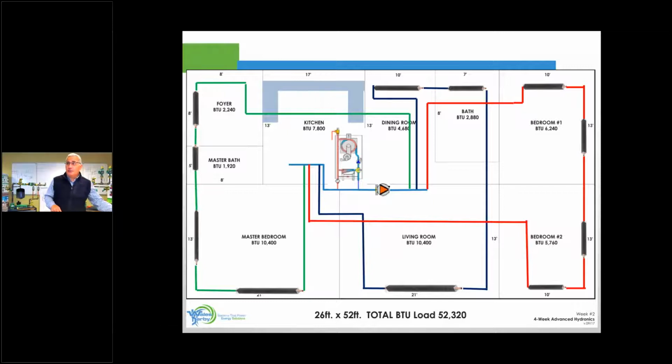So if I was looking at the red zone, the red zone BTUs, if I add the 6240 and the 5760, should give me what? I didn't do the math, somebody do the math. Let me do it here myself. So if I take that 6240 plus 5760, and I add them together, it's 12,000 BTUs. So at a 20-degree delta, that's 1.2 GPM.